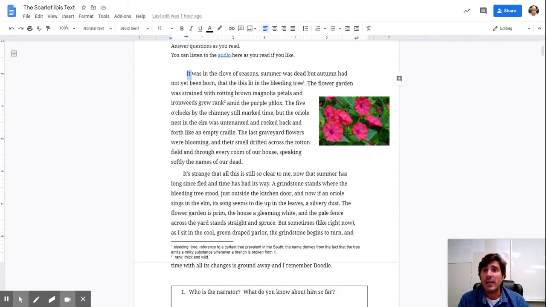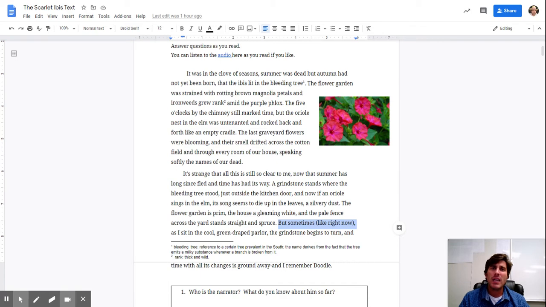We continue reading here, and we find that he says, but sometimes like right now. So we have this different time period, was past tense versus now present tense. Okay? Some of the other words that give me a time frame are that summer has long since fled, time has had its way. So it was, a lot of time has passed, and right now.